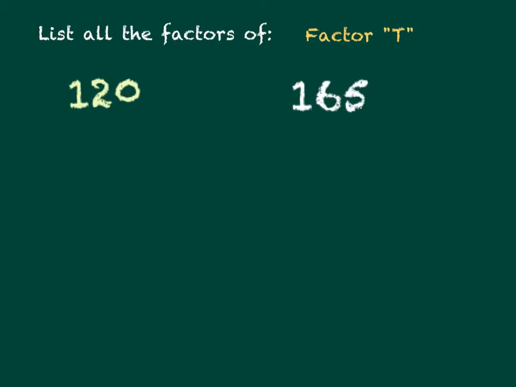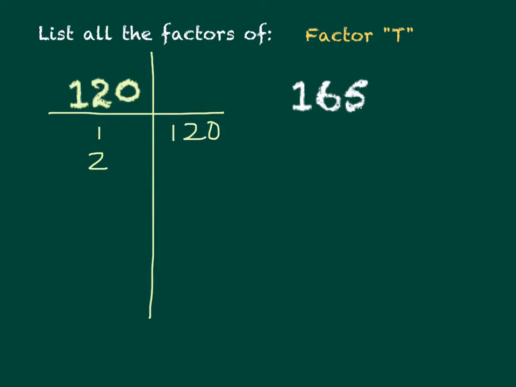If you'd like to see another example though, you will remember that we start off by drawing our T, and we're always going to start with that number 1, and opposite is going to go the number 120 because we know that 1 times 120 will take us back to 120. Next I'm going to look at the number 2. I know that since this is even, 120 will be divisible by 2, and I know that 2 goes in there 60 times.